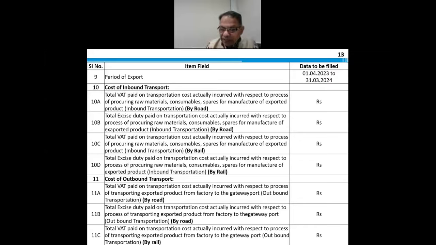Same story applies to 11A, 11B, 11C, 11D. Only difference is outbound transportation, factory to port or factory to warehouse, warehouse to port. But same problems you are going to face in calculation of taxation. That has to be looked into carefully. That has to be seen carefully. There is no other option. So 11A, 11B, 11C, 11D. Same way it goes.